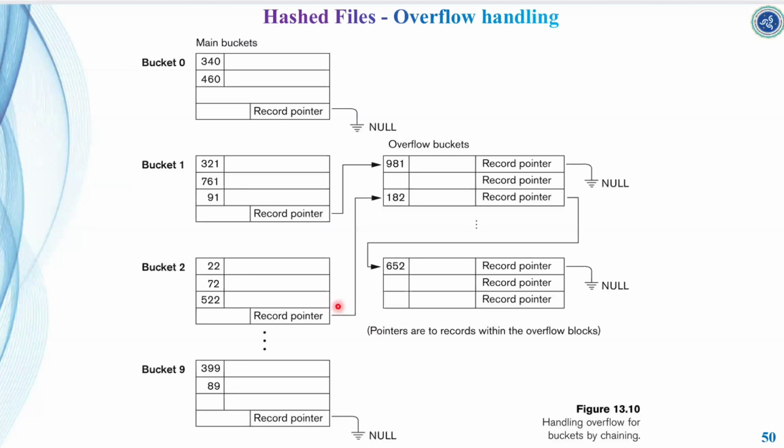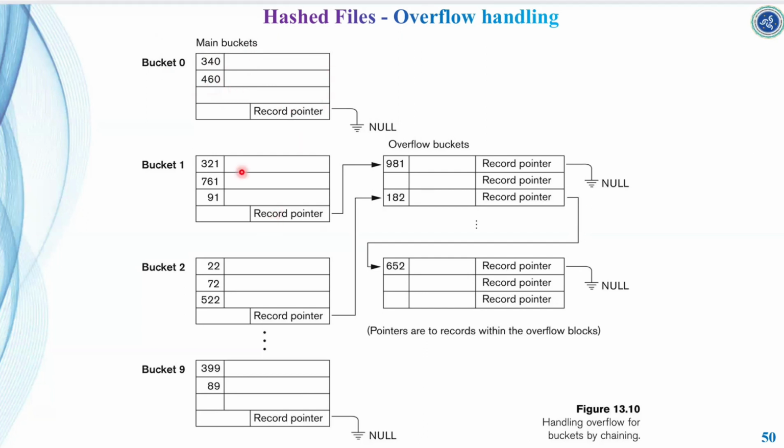This is hashing to a file, just an overview of how bucket overflow happens and how we can handle it with the help of chaining. So what is chaining? Suppose this is the main bucket, bucket 0, and we have the data 340, 460, everything taken here. The size of the bucket is actually 3, so there is no overflow for this bucket.